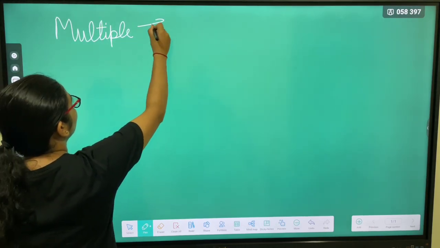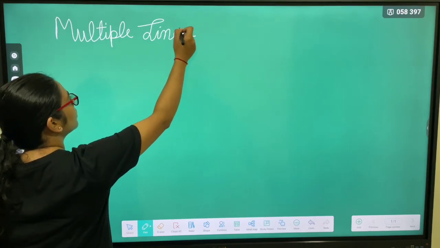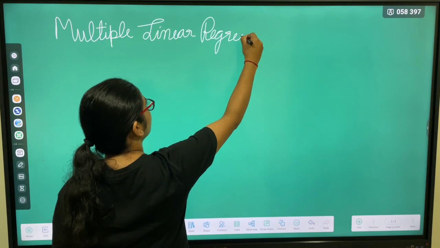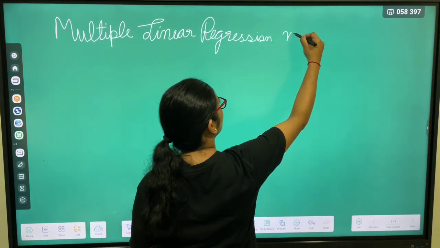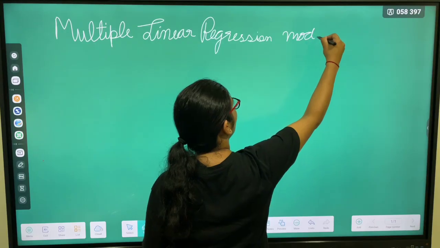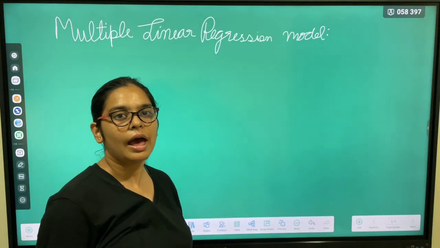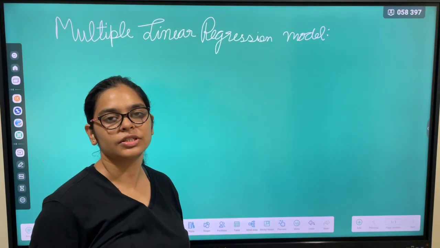Multiple linear regression model. Suppose that in the simple linear regression model, we only had one model which contained only one value of x, y, and epsilon, which is the error term.